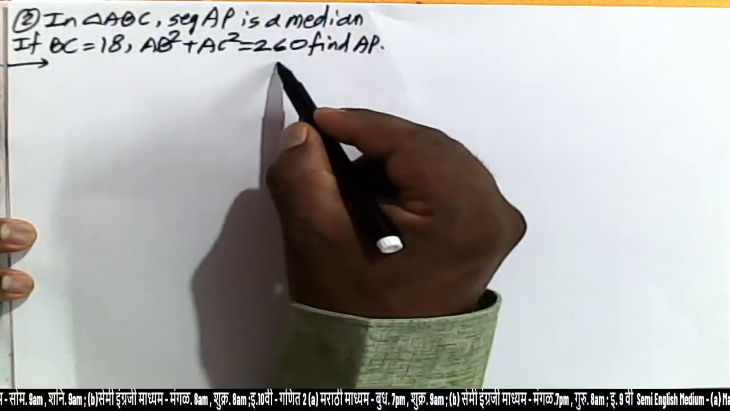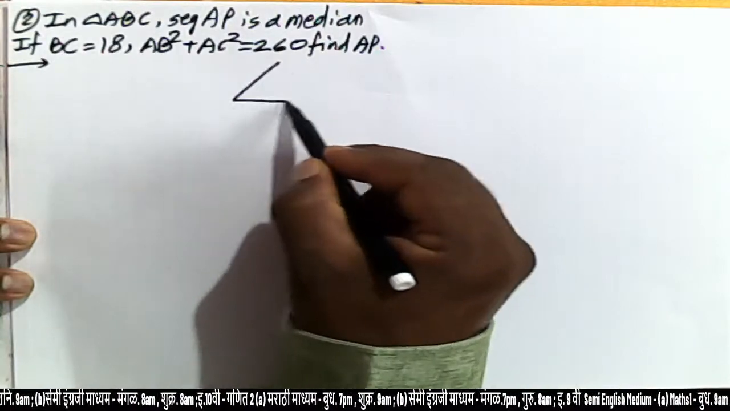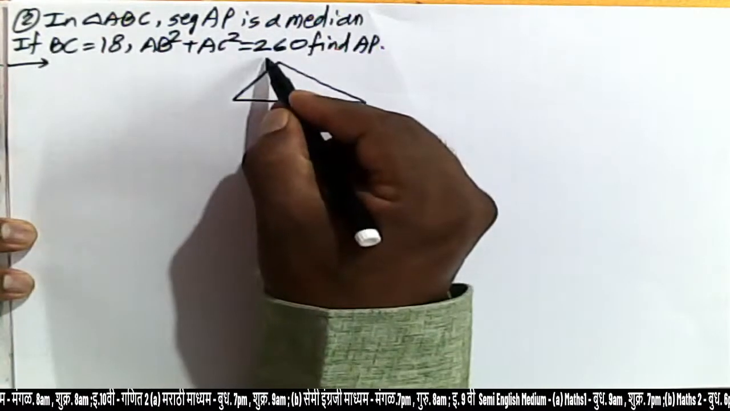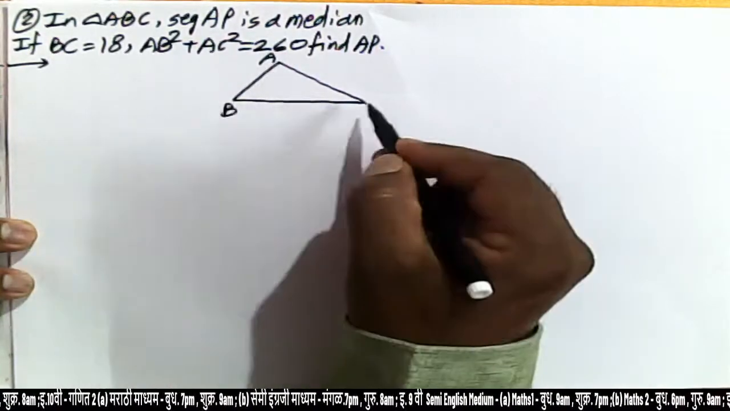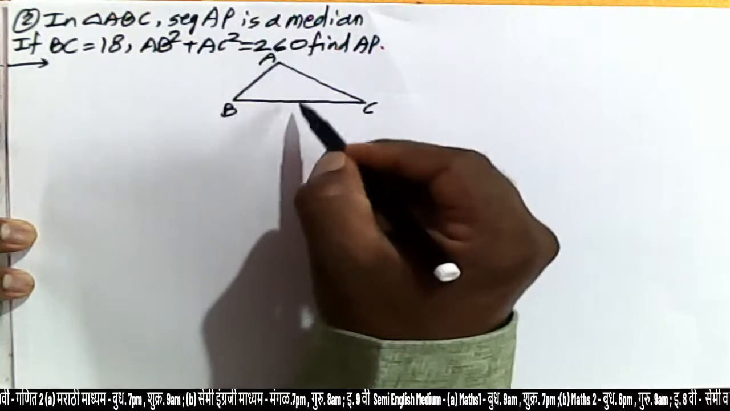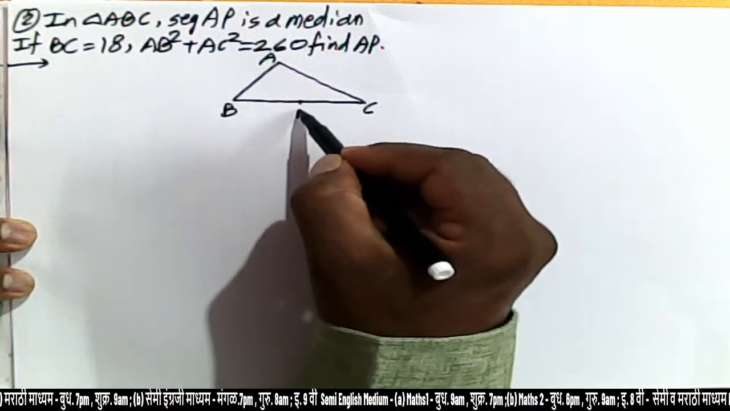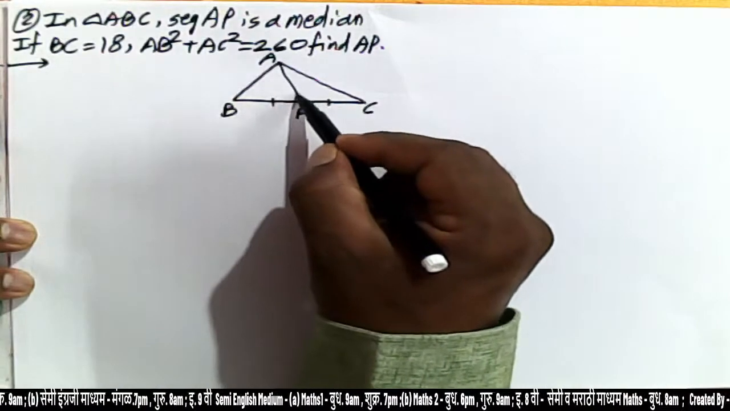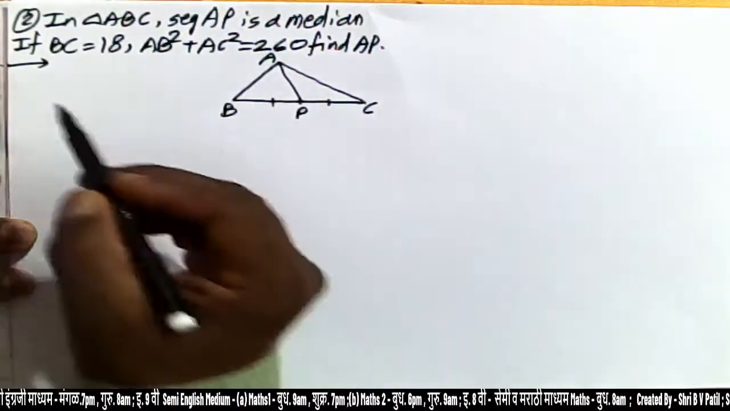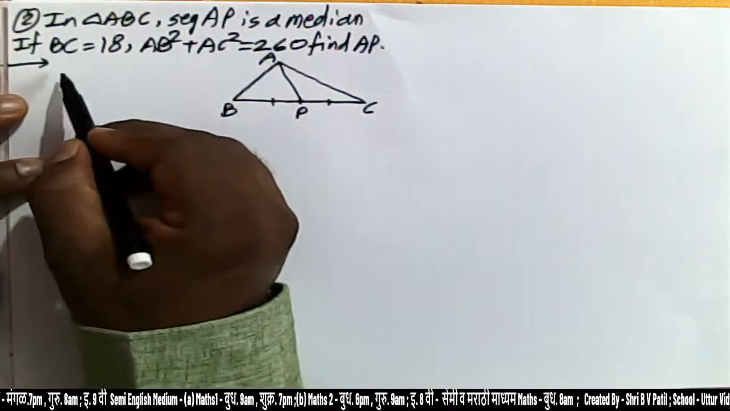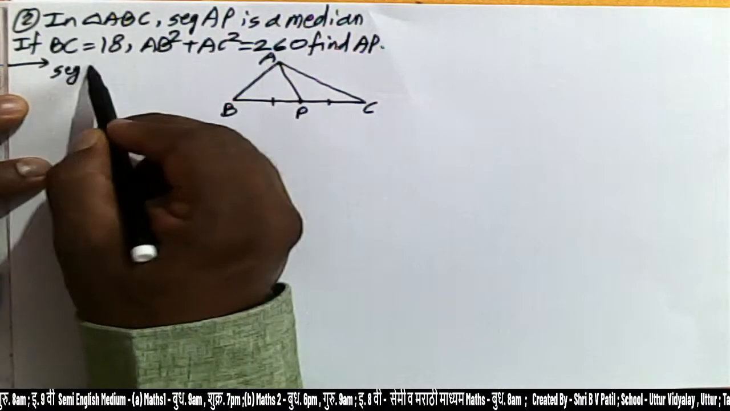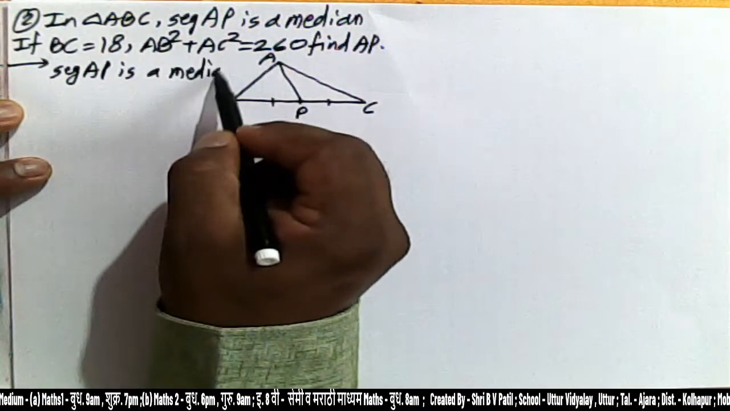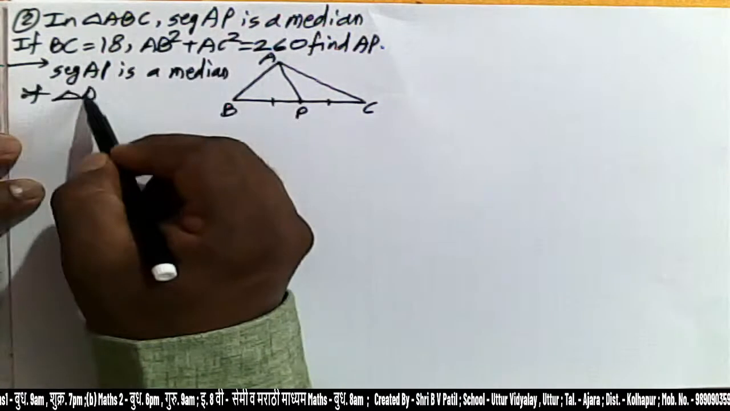Here we draw the triangle. Triangle ABC is given and the median is AP, which means P is the midpoint of segment BC, because segment AP is a median of triangle ABC.